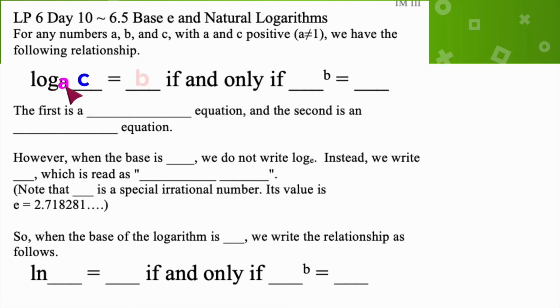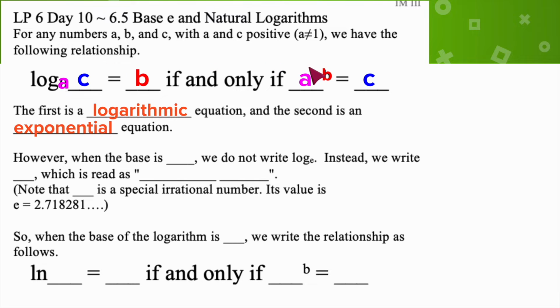So we have log with base a of c equals b, if and only if a to the power of b equals c. So the first one is a logarithmic equation. The second one is an exponential equation. So we can convert very easily back and forth between these two. And you notice I color-coded them, and I do that on purpose. I really like my color coding. It makes it super easy to reference back and forth.